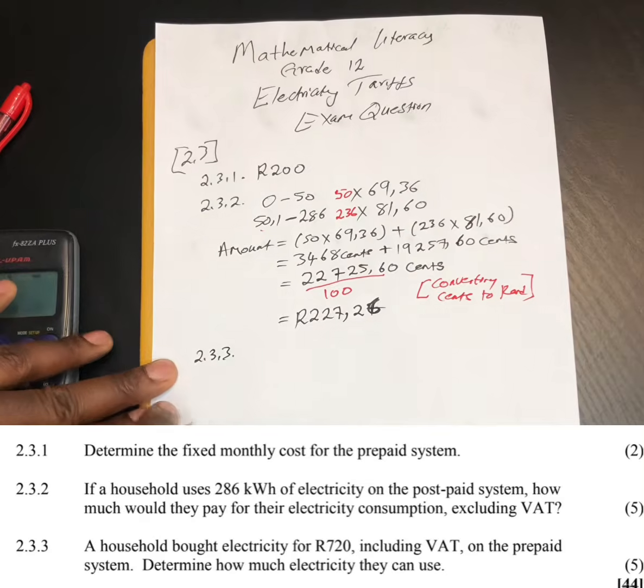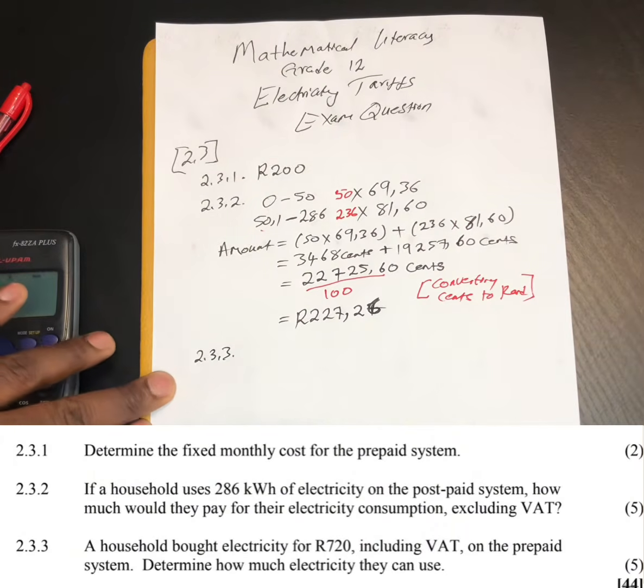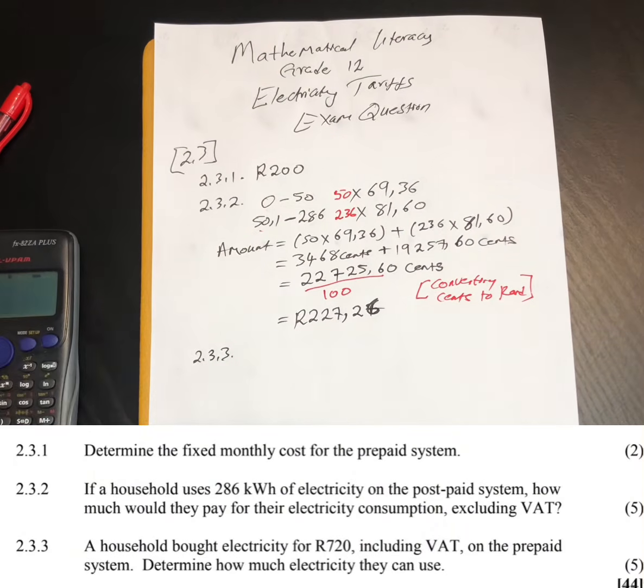2.3.3. It says that a household bought electricity of 720, including VAT, on prepaid. Determine how much electricity they can use. Okay.